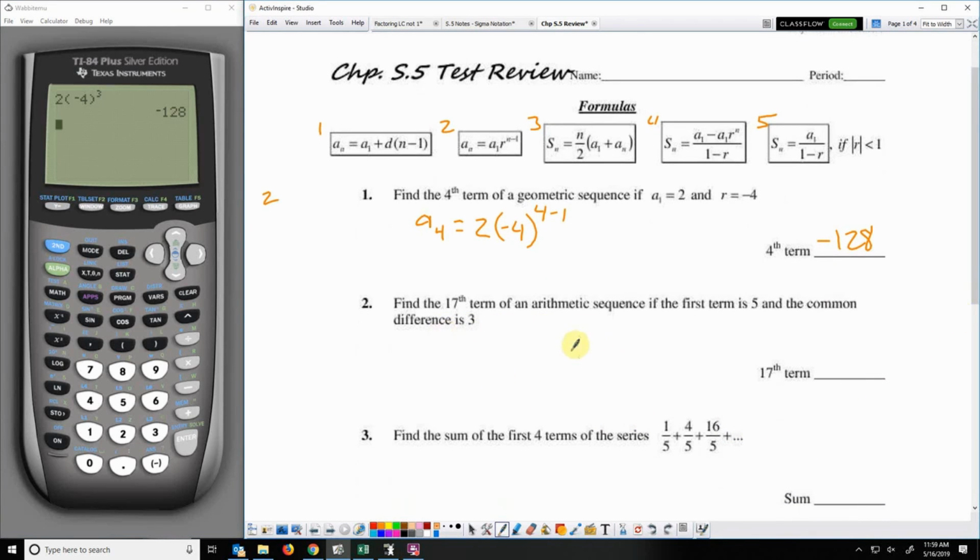17th term, again, it's not a sum, so it's one of these first two. Arithmetic, so it's formula number 1. Okay, so we're looking for a sub 17, given that the first term is 5. Common difference is 3. N is 17 minus 1. So that's 5 plus 3 times 16. 17th term is 53.